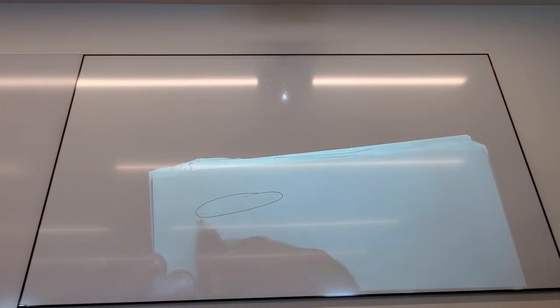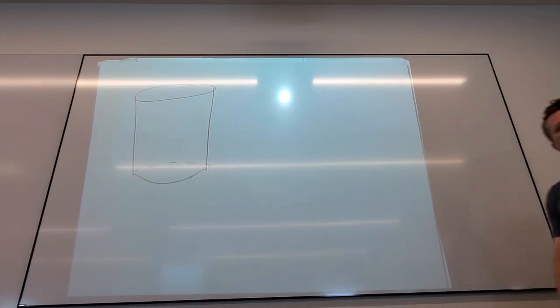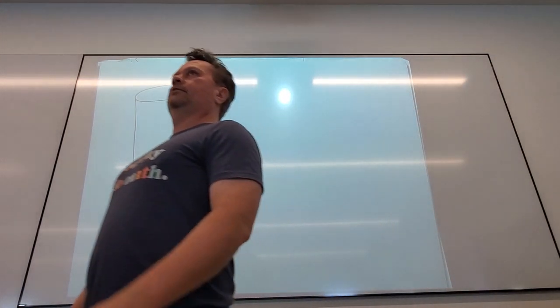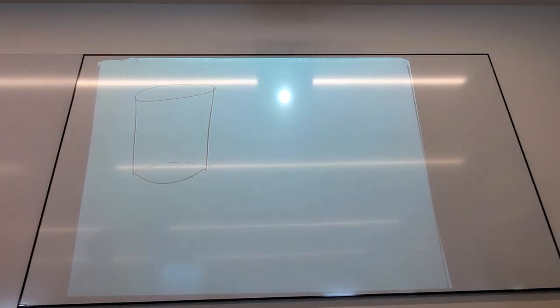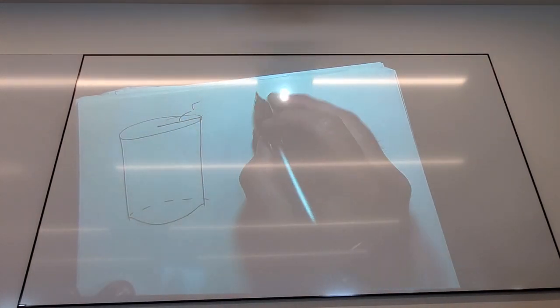So let's talk about something I brought up earlier. Cylinders. That's a cylinder. What's the repeated shape? Circle. So I have to tell you its radius, and I have to tell you the height.